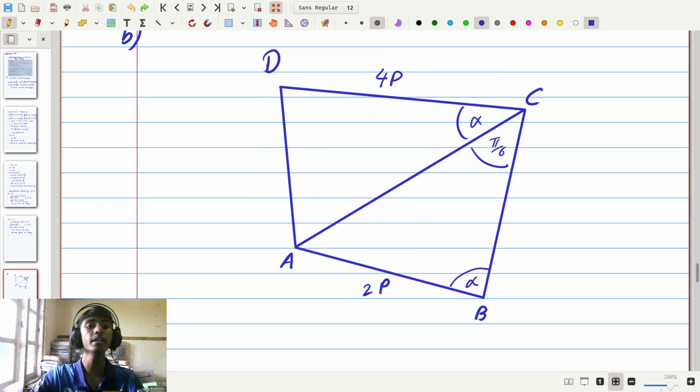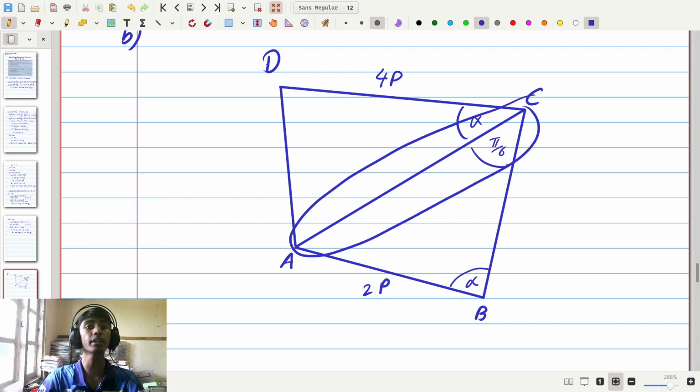So here, in order to find AD squared, we need to find the DC length, which we already know. We need to find the angle here, which is alpha, which we already know. And we also need to find the AC length. Now, we don't currently know the AC length.